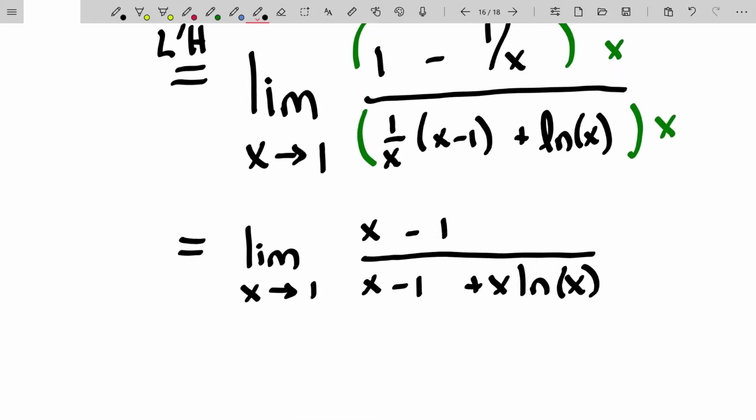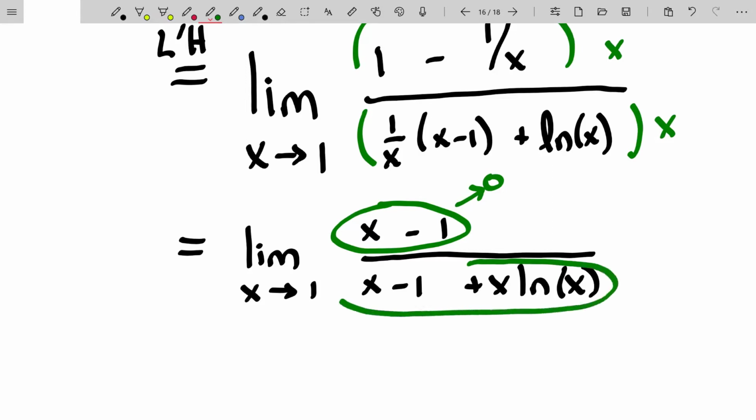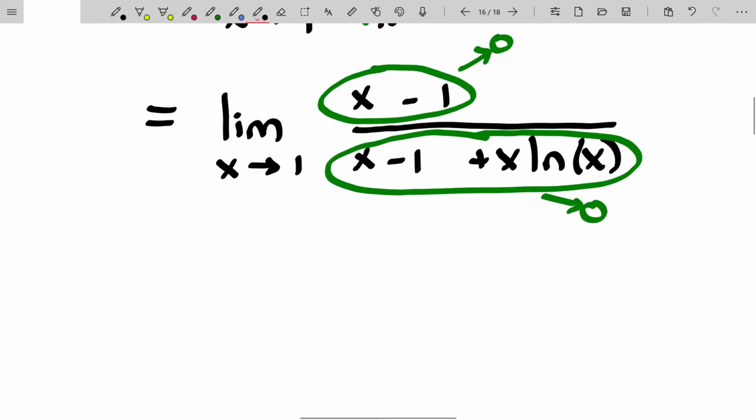Now, if you try to do direct substitution here, you'll see that the numerator approaches 0. The denominator, well, this chunk approaches 0, and the natural log of 1 is also 0. So this whole entire denominator is still approaching 0. All is not lost. We just have to use L'Hopital's rule again. So you could probably see there is a pattern happening here with L'Hopital's rule that you do end up using it over and over again.